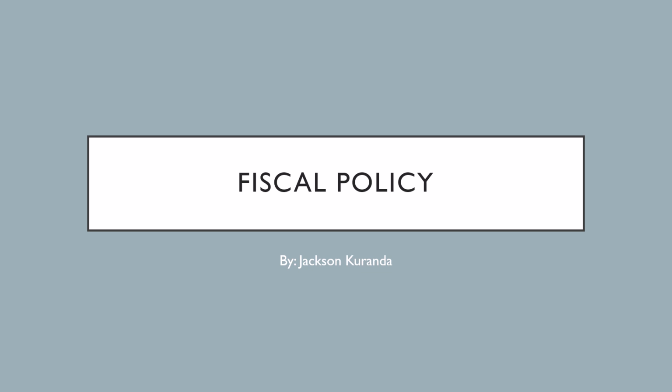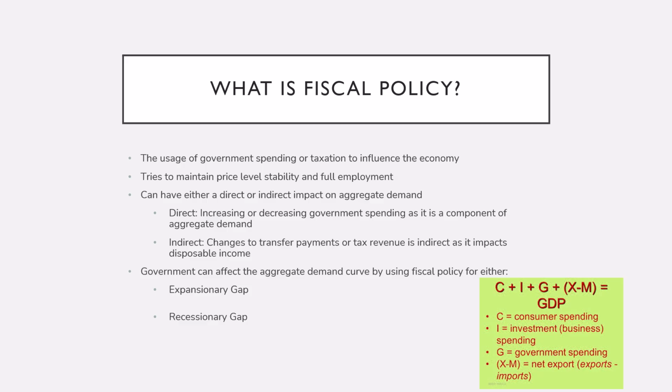This is Jackson Caranda, and for my final macroeconomics project, I will be doing fiscal policy and how it is used to impact the economy as a whole. What is fiscal policy? Fiscal policy is the usage of government spending or taxation to influence the economy, but more specifically, how the government can impact aggregate demand and its components, which are GDP, unemployment, and price level or inflation. They use this to try and maintain price level stability and full employment within the economy.